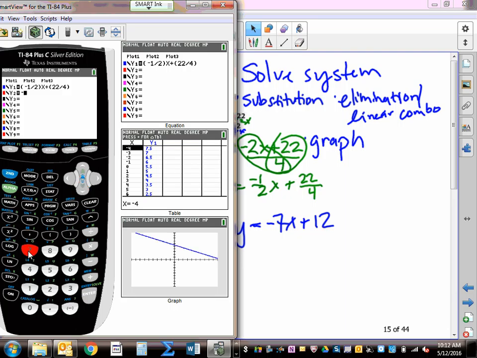You can simplify 22 over 4. You can put in the decimal. Either way, it's all the same numerical values. They're equivalent. All right, so do a double check to make sure your equations match up with what you have. And then graph, or if your graph looks funky, remember zoom 6 is your standard.